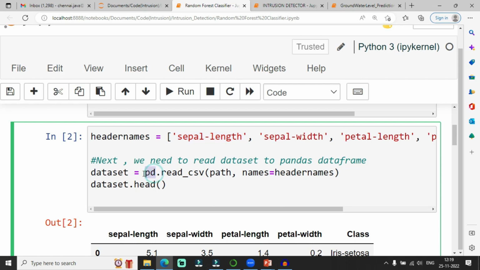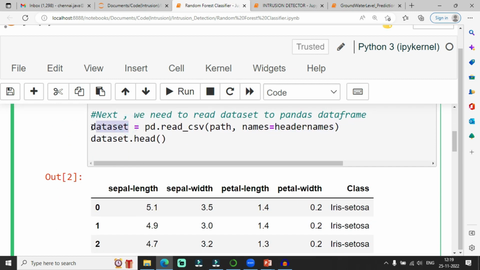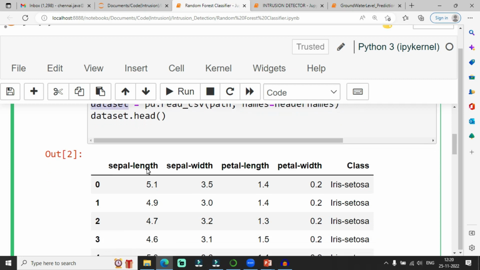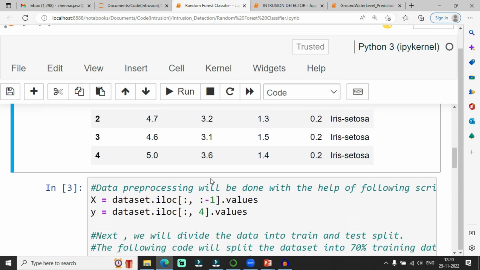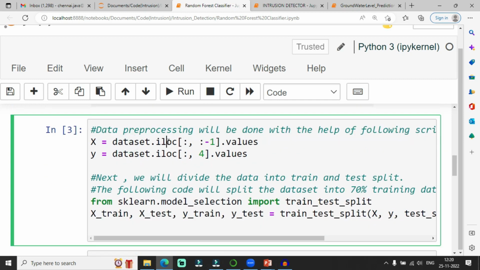Using this alias name, there is an inbuilt function called read_csv. I am going to provide the entire path where my CSV file is stored and the column names. It is stored in the variable dataset. After doing this, you can see I am printing the head of my dataset: sepal length, sepal width, petal width, class. And from this dataset, using iloc, I am extracting the x and y values. They are stored in the variables x and y.